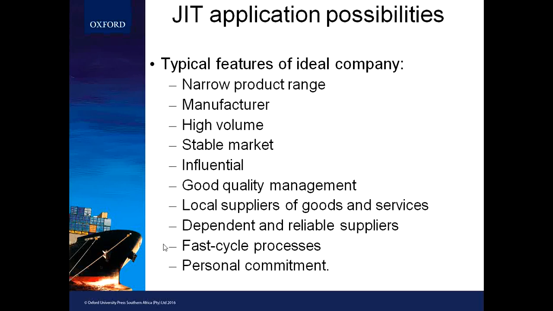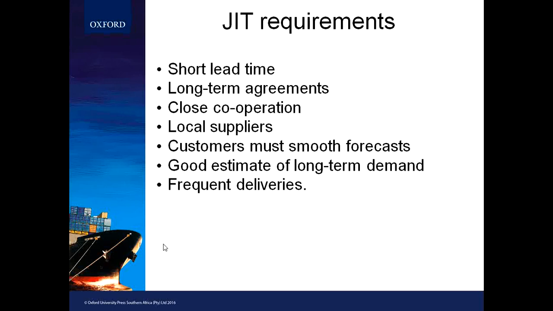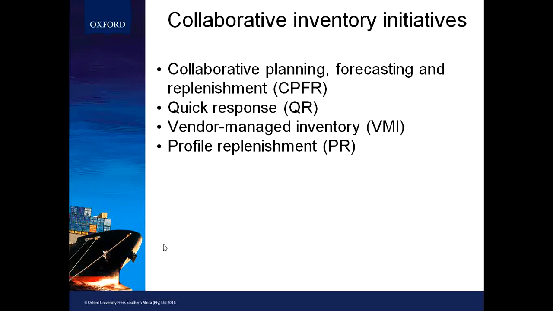Typical features of an ideal company are a narrow product range manufacturer, high volume, stable markets, and influential. Then we have good quality management, local suppliers, and so on and so forth. You can just get along with that and understand the JIT requirements also.